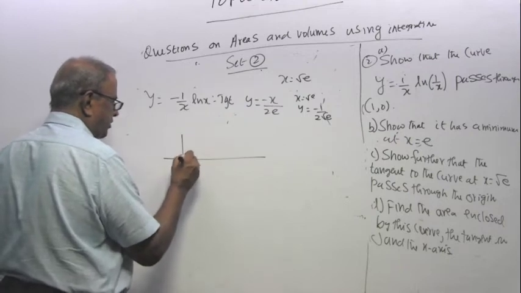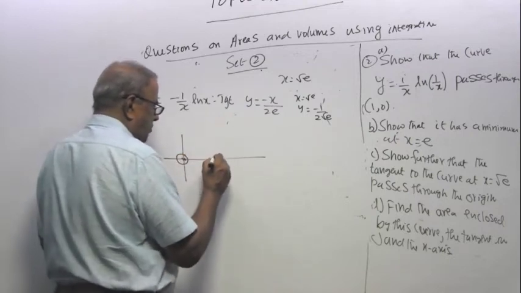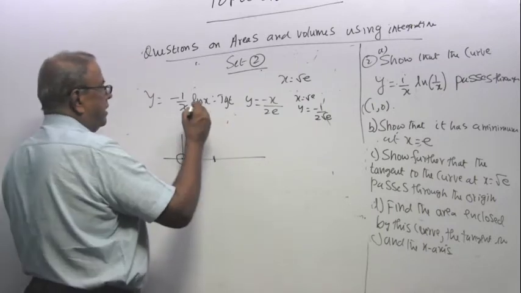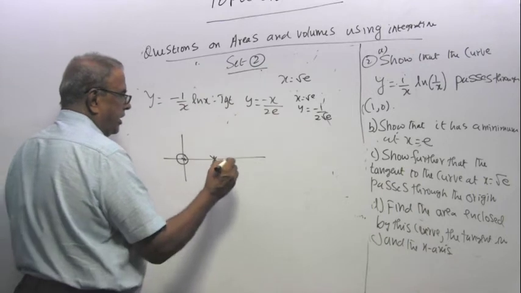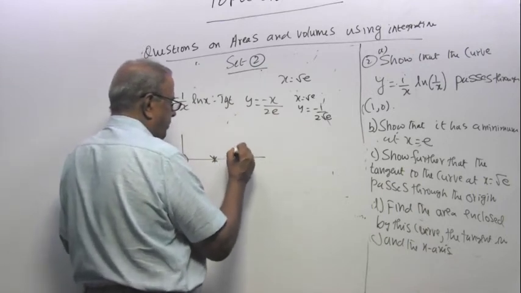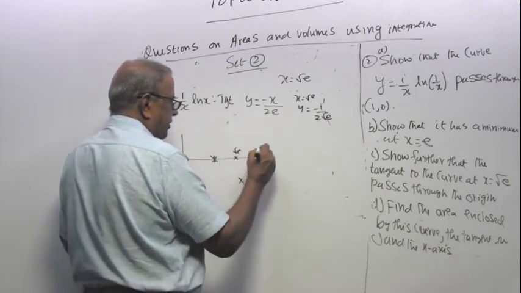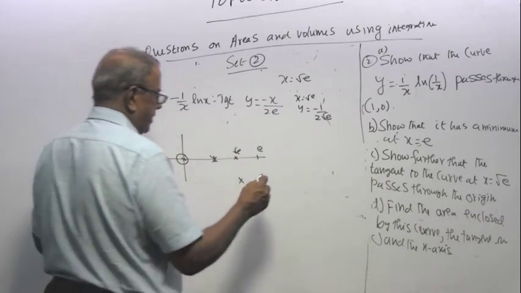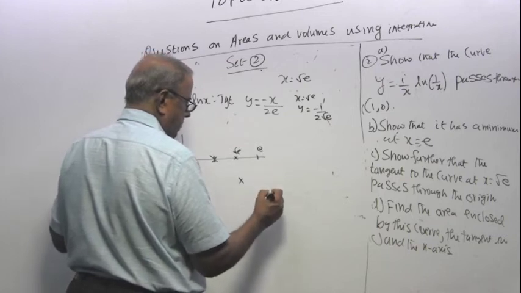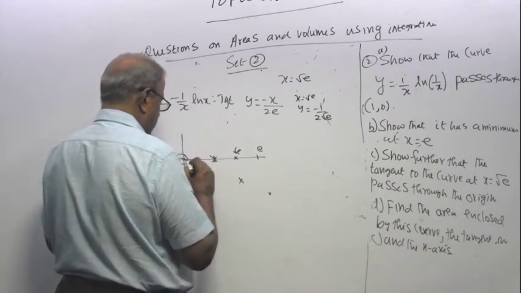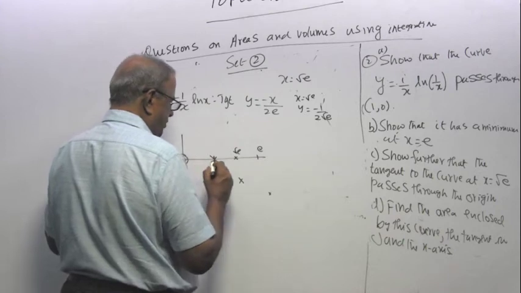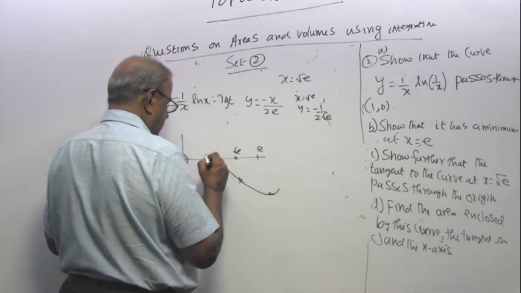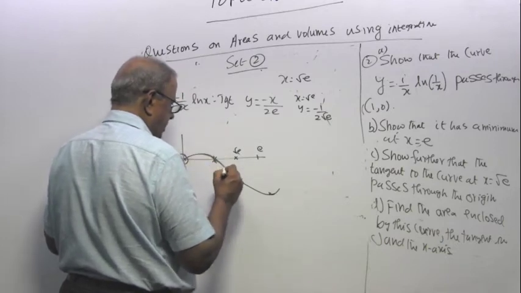x equal to 0, it's not defined. x equal to 1, y equal to 0. When x is 1, ln 1 is 0, so that is 0. At x equal to root e, it is there. And at x equal to e, y is minus 1 over e, somewhere there. That's a minimum point. So the graph, I'm not too sure how the graph goes. So you know that's a minimum point. So I think it is somewhere like this.